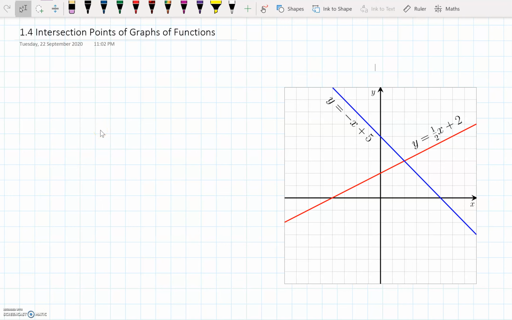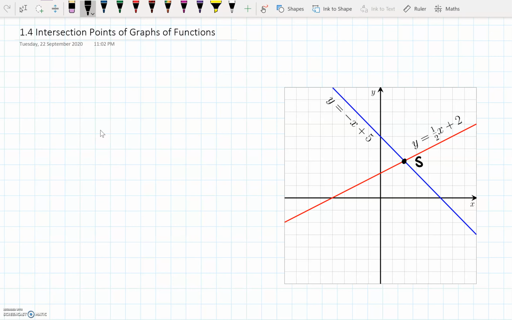Okay, what we're going to look at now is the intersection points of graphs of functions. And what I mean by intersection point is where the two lines intersect or where they cross each other. So that's that point right here in the middle. Okay, now we're going to call that point S. Usually our textbook uses S as the point, so let's stick with that to keep it clear.